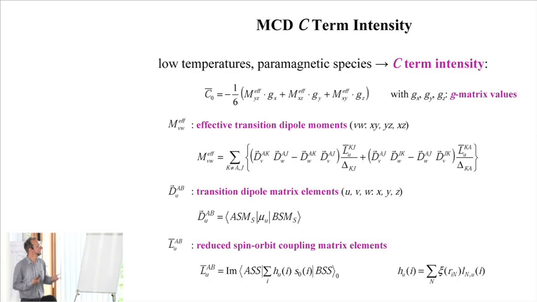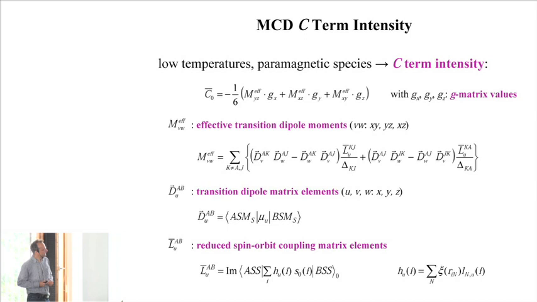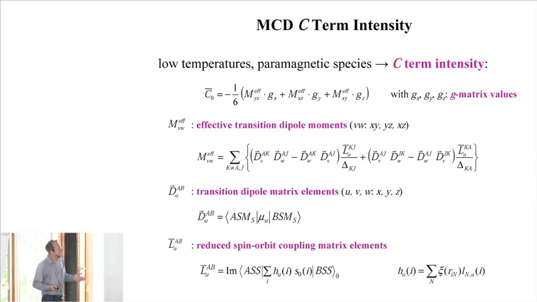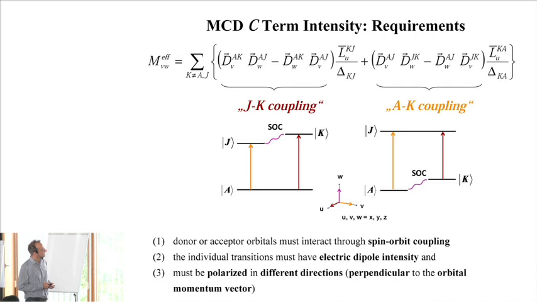And the effective transition dipole moments contain products of transition dipole matrix elements in orthogonal directions. So v and w are, for example, y and z. And the excited states have to be coupled by spin-orbit coupling along a third axis. It's quite complicated. We have studied a very simple case in which we only had an xy polarized transition and a coupling along the z direction, but I will come to this in a second.